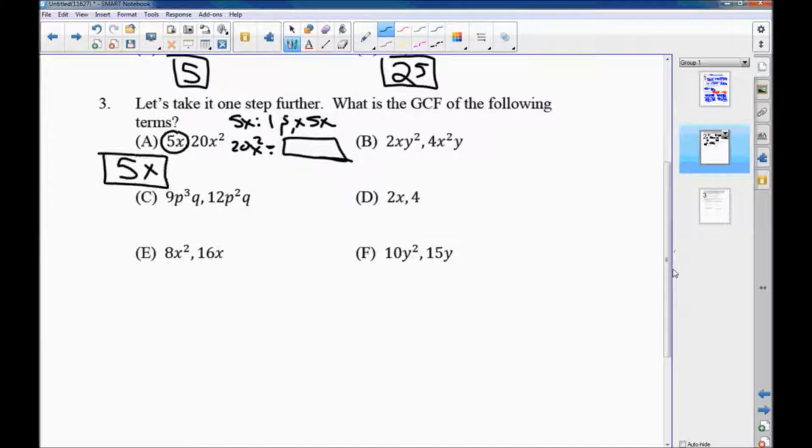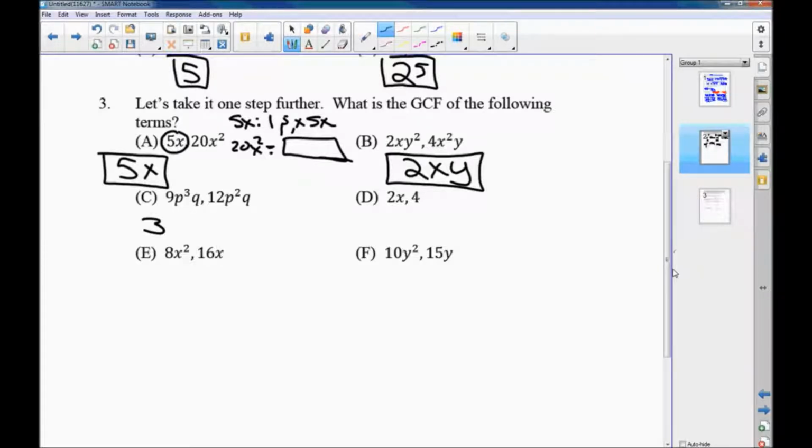All right, so over here, what's the biggest number that will divide into both 2 and 4? Well, that's 2. What's the most number of x's that will divide evenly? And that's only 1. If I try to divide by x squared, it doesn't work for both of them. And the same with the y. The most number of y's that will divide evenly is only 1. Okay. In part C, the 9 and 12, the greatest common factor is 3.